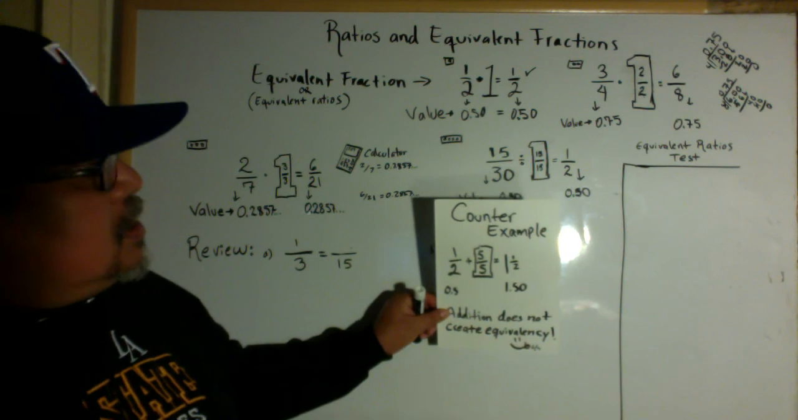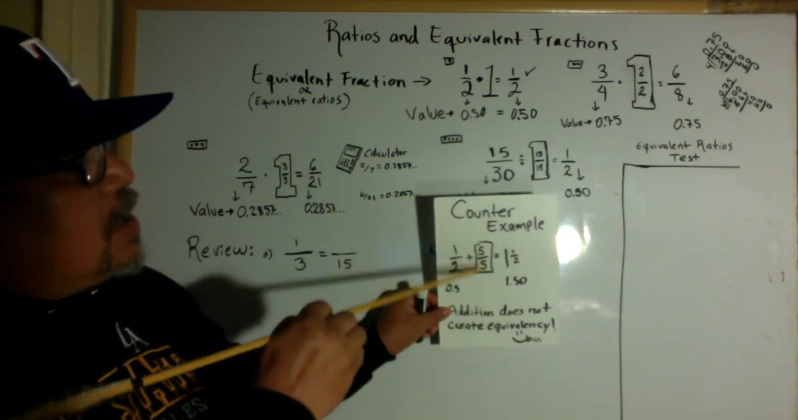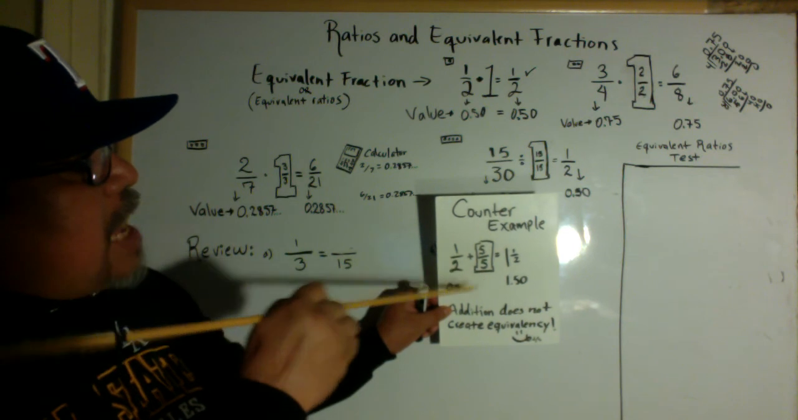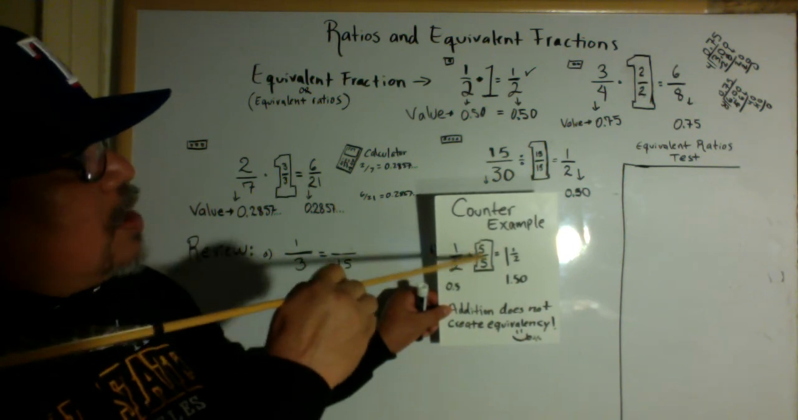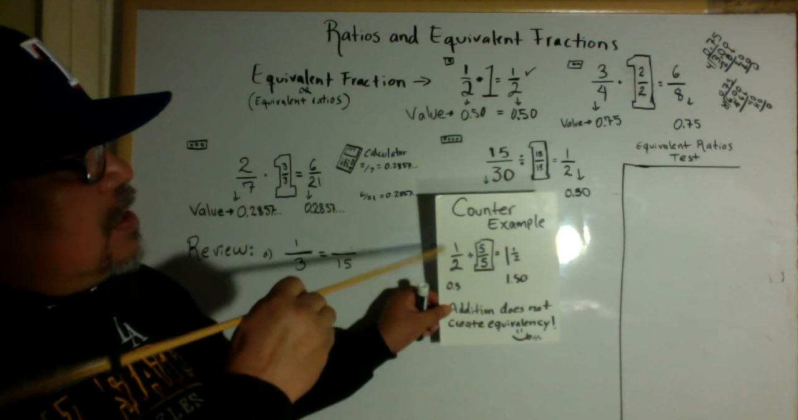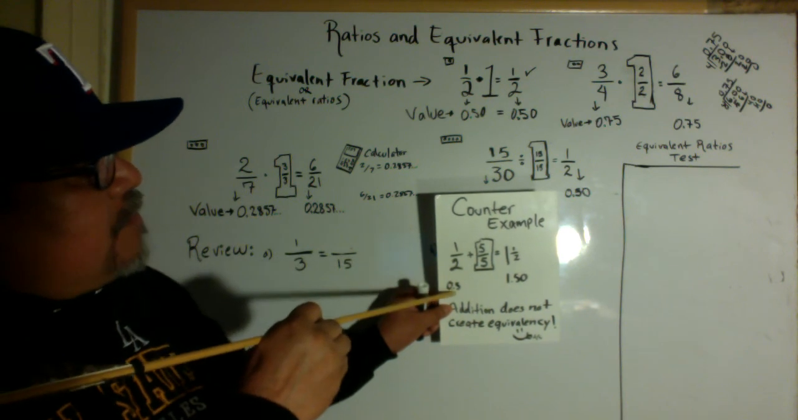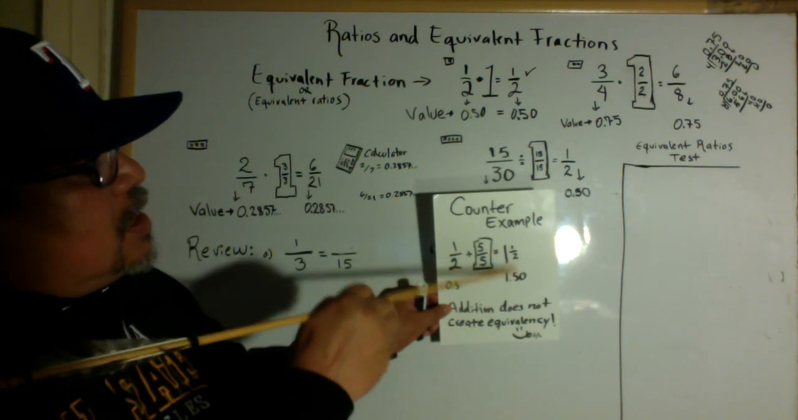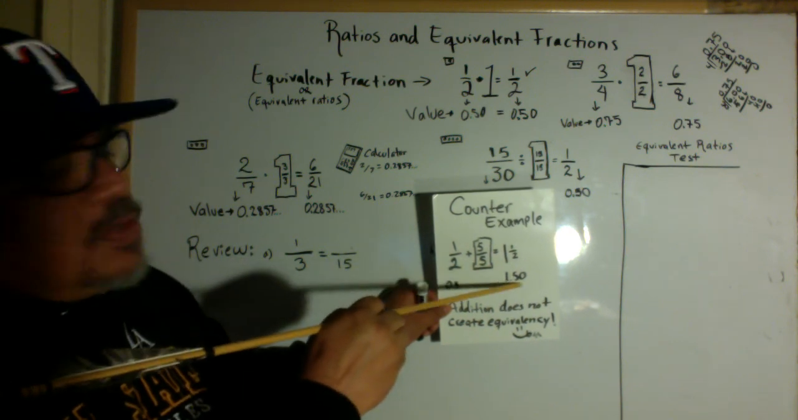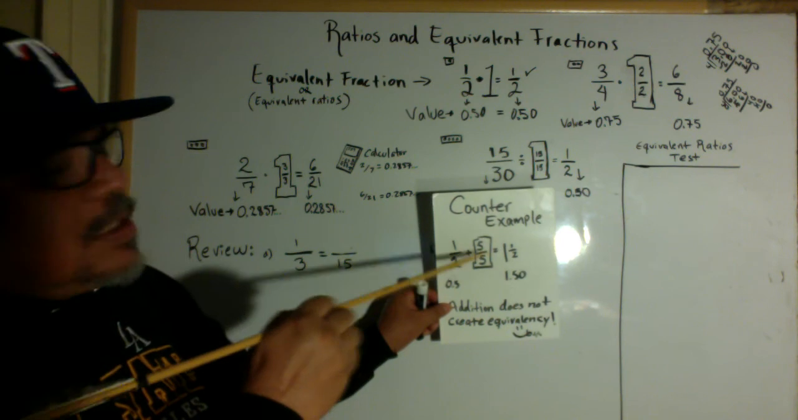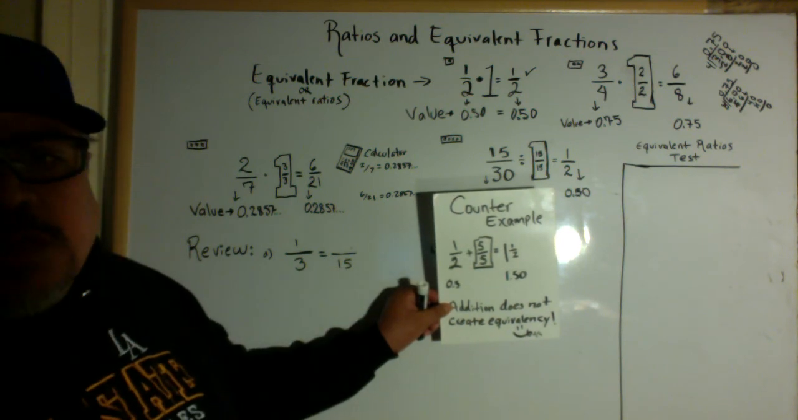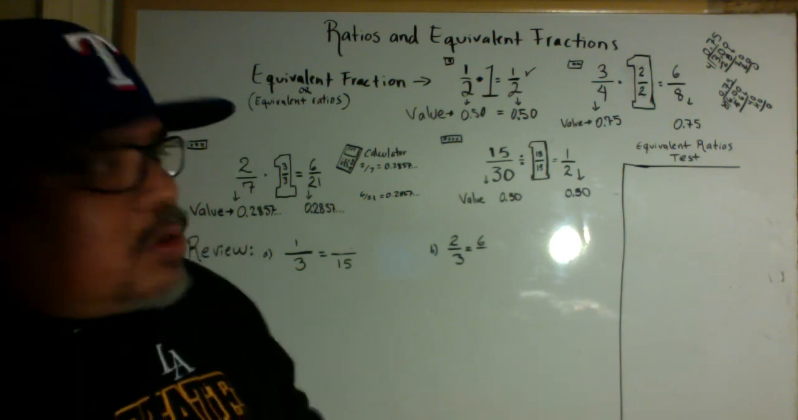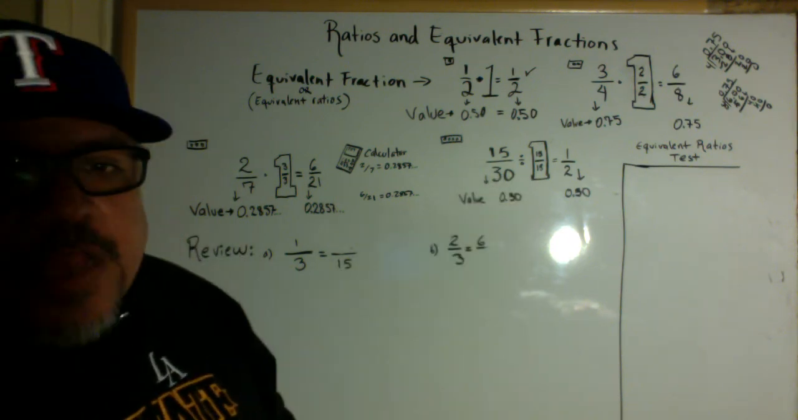Take a look at this. If I add 1/2 plus 5 over 5, I'm actually adding half plus 1, which is 1 and 1/2. This is 50 hundredths, and this will be 1 and 50 hundredths. So it doesn't work with addition and subtraction. You can only use multiplication or division to get equivalent fractions.